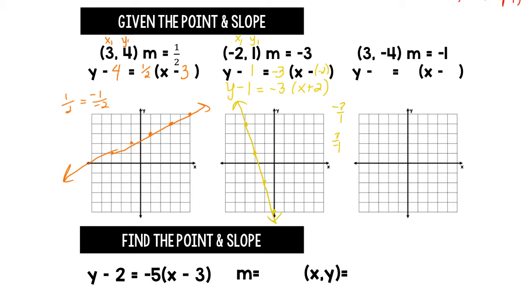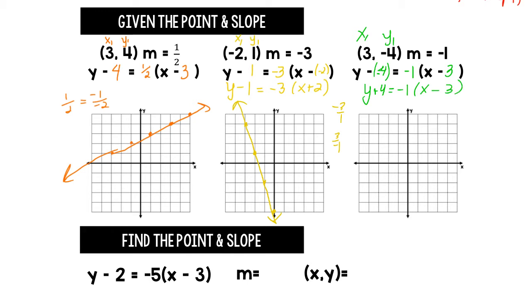Try this one on your own. You can totally do it. Ready, set, go. So we have x1 and y1. Y minus y1 is -4 equals m, -1, times x minus x1 is 3. So let's rewrite this. That's a -4. We have y plus 4 equals -1 times x minus 3.